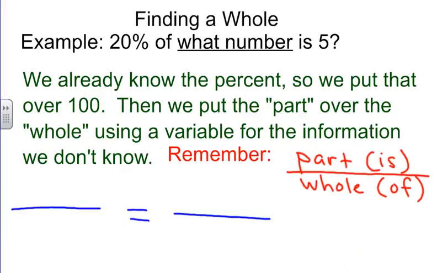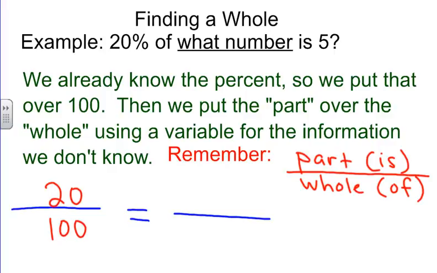Now we have to find the whole part of the number. Example, 20% of what number is 5? Well, what we don't know is what number goes with the of. The is 5. We already know the percent, so we put that over 100. The percent they're giving us in the problem is 20. So we put 20 over 100. 20 goes in the numerator, 100 goes in the denominator.